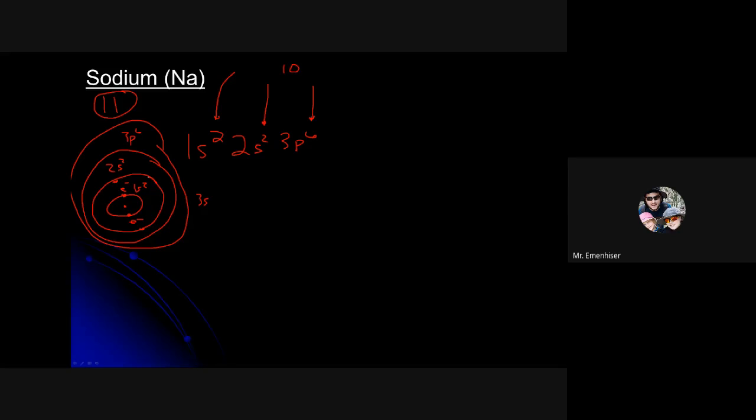So let's write our configuration. We got 1s2, 2s2, and I'm circling them. That's actually 2p6, not 3p, 2p6. 2p6. And then we got 3s2. Actually, it's 3s1. Because look how many electrons we got now. Let's add these up. 2 plus 2 plus 6 plus 1 is 11. So now I got 11 electrons.